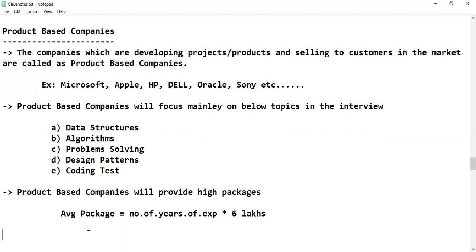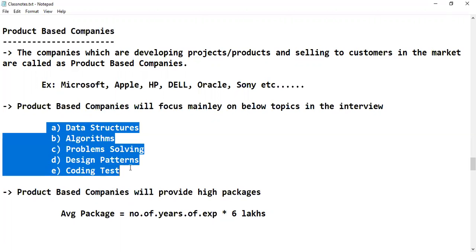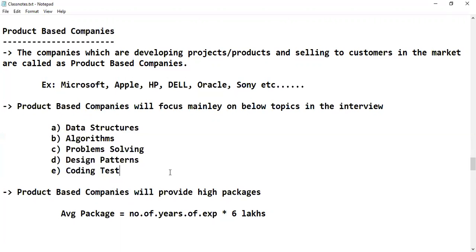2 years, 16 lakhs also they can offer. 3 years, 18 lakhs they can offer. 3 years, 25 lakhs also they can offer. If you go for a product-based company, package will be very high. Interview process is also tough when you go for product-based company. If you want to get the job in the product-based company, you need to focus more on these areas, guys. You need to be very strong in these areas, then only you can crack the interview in the product-based company.